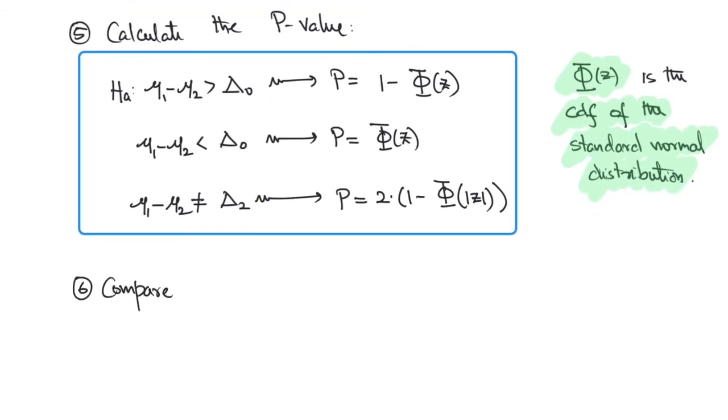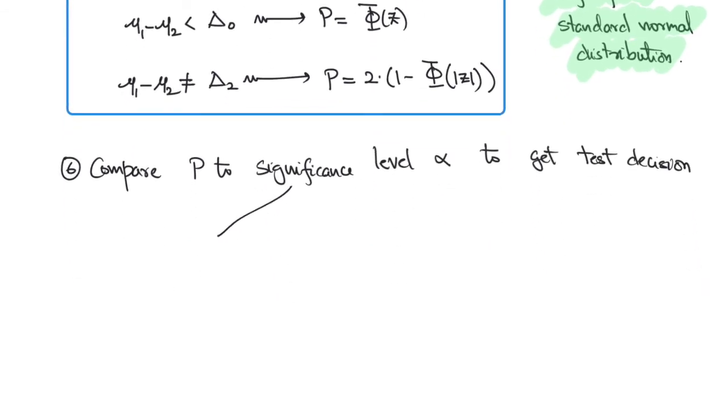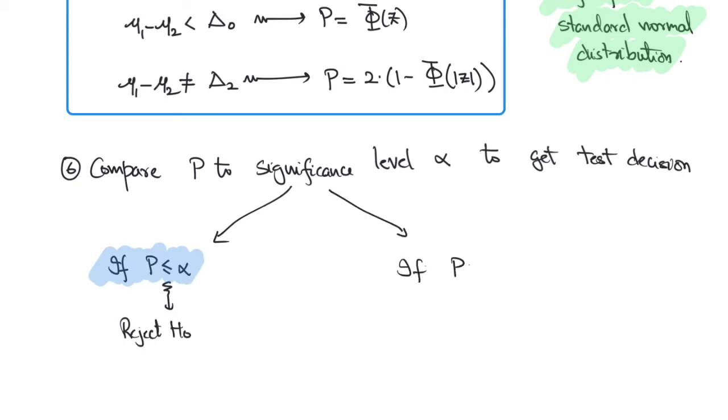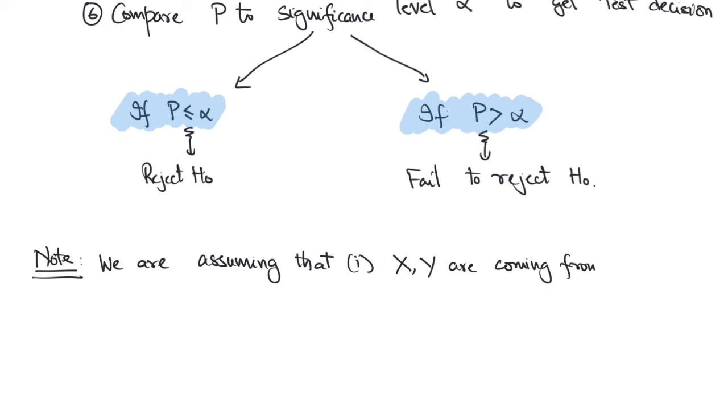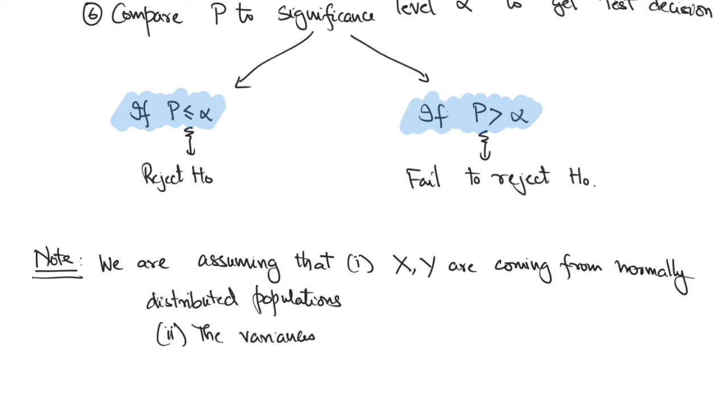Once we have calculated our p-value, we can compare the p-value to the significance level alpha to get the test decision, which is going to be reject the null hypothesis if the p-value is less than or equal to alpha, or fail to reject the null hypothesis if the p-value is bigger than alpha. Remember, there are two assumptions that we have to remind ourselves in this setting. The first being that the samples are coming from a normally distributed population, and the second being that we have information about the population variances sigma 1 squared and sigma 2 squared.